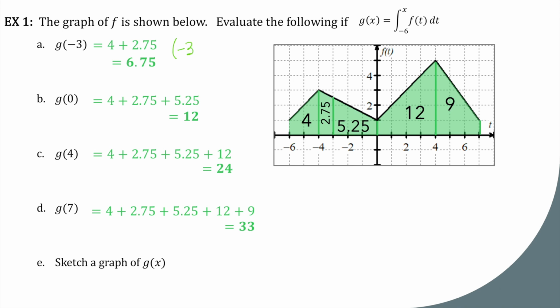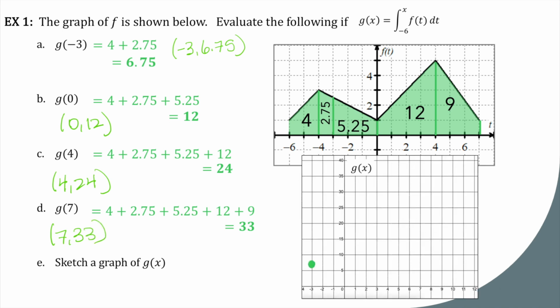Well, these have all become points. We've got -3, 6.75 is a point on g of x. So is 0, 12. So is 4, 24, and 7, 33. So we just have to plot those on a graph, and there we have g of x. Isn't that cool?